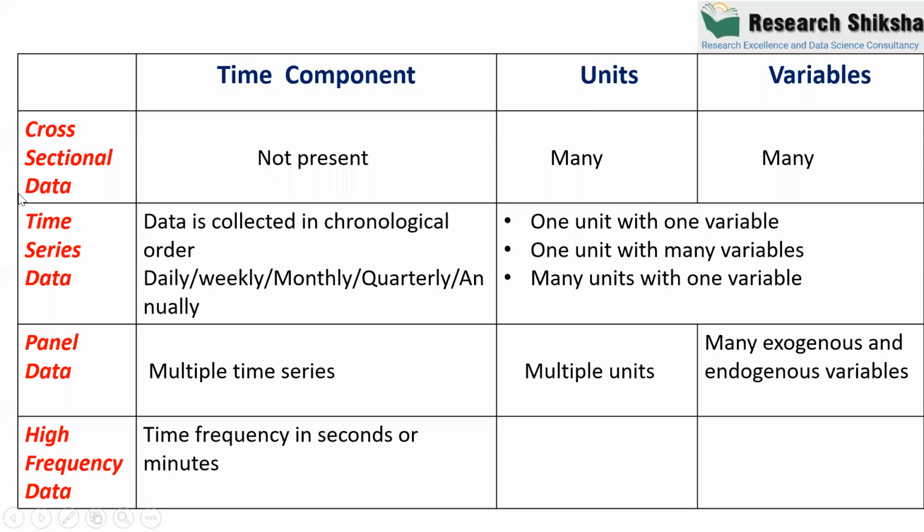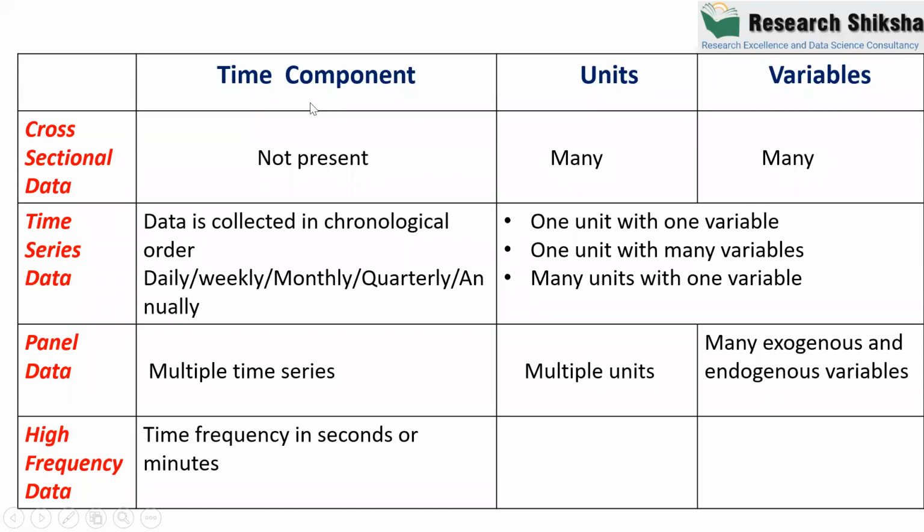So in cross-sectional data, we define that the time component is not there, because we are collecting the data of a short period of time. Here, the objective is not to analyze the behavior of the variables over time. So the time component in cross-sectional data is absent. But we are collecting the data from many units, many cross-sectional units, many customers, many respondents, many companies, and we are collecting the data of many variables. So this is the case of cross-sectional data.